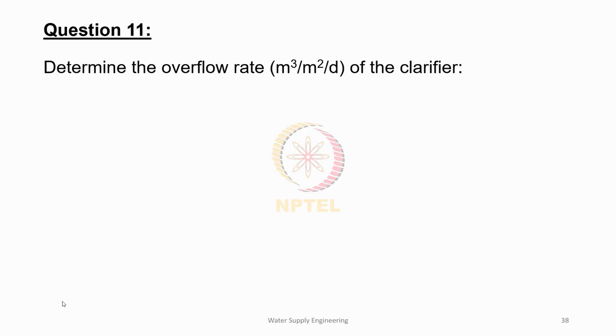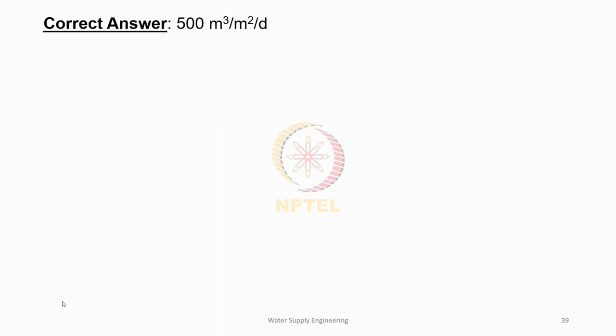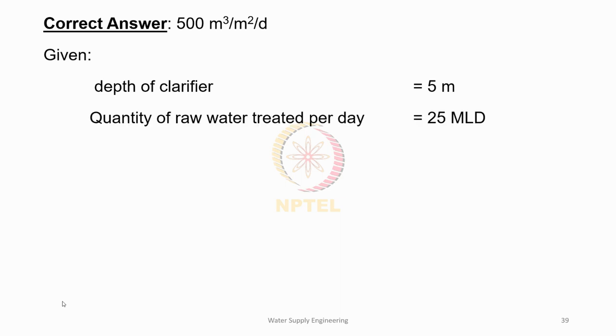Okay, we'll see how to solve the question. So the correct answer is 500 meter cube per meter square per day. We are given that the depth of the clarifier is 5 meter. The quantity of raw water treated per day is 25 MLD.